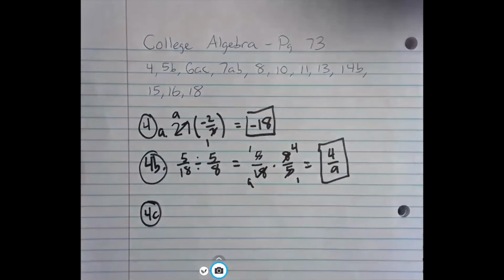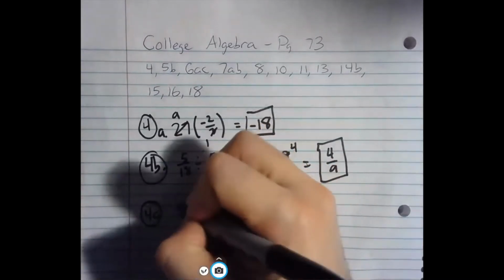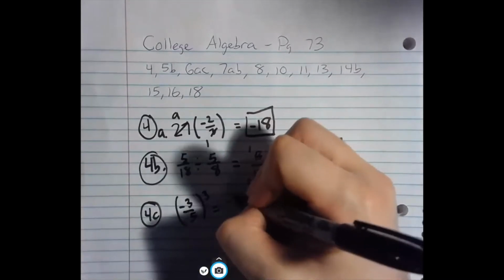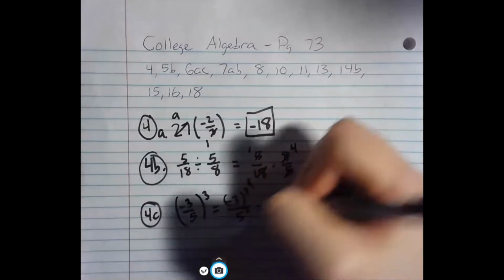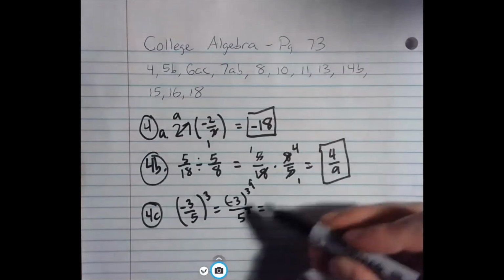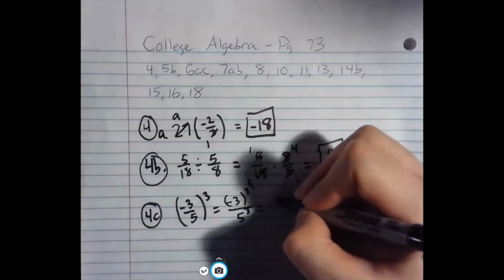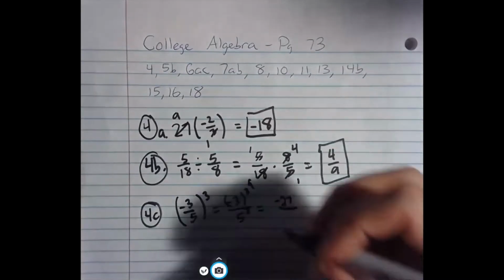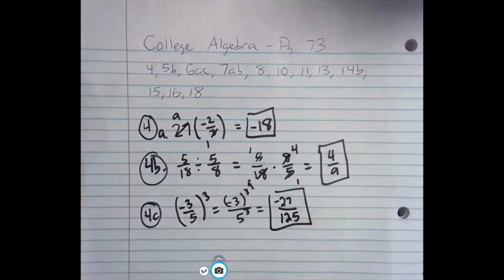For C, we have negative 3/5 raised to the 3rd power. So we're just going to distribute that 3, do negative 3 to the 3rd, 5 to the 3rd. If you take negative 3 and multiply it by itself 3 times, negative 3 times negative 3 is positive 9. Multiply by that, that's negative 27. 5 times 5 is 25, times another 5 is 125. So that one should be negative 27 over 125.